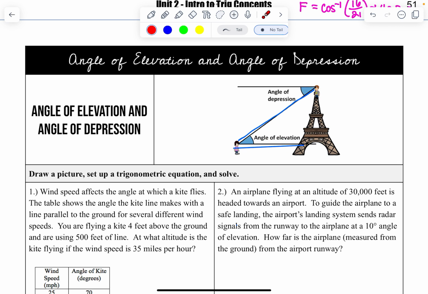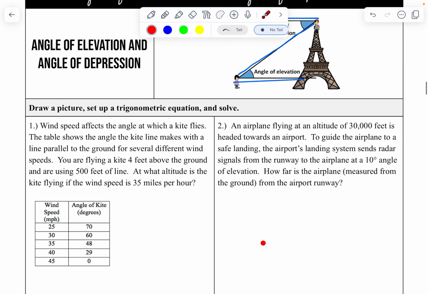An angle of depression is the angle measured downward from the horizontal line of sight to an object that is below the observer. So here's your angle of depression. It's not this angle ever, it's this one up here. You've got to have that horizontal line and then the angle down to the object, or angle of elevation, again, horizontal line of sight up to the object you're looking at. For each of these problems, we're going to draw a picture, set up a trigonometric equation, and solve.